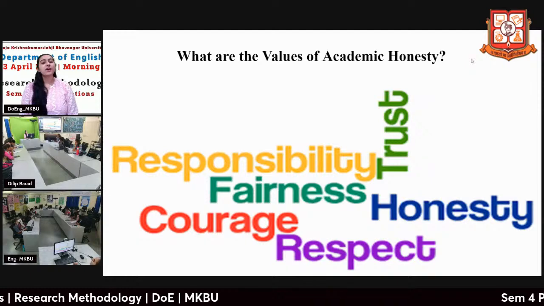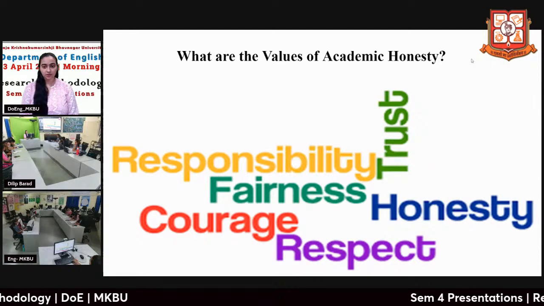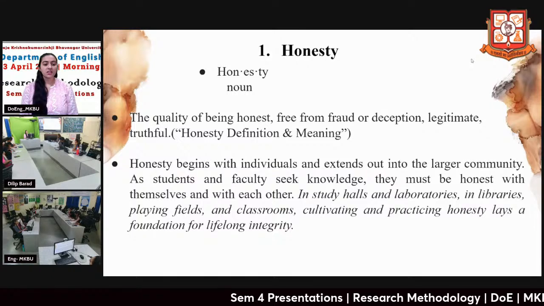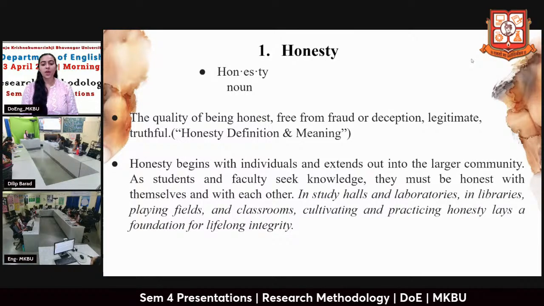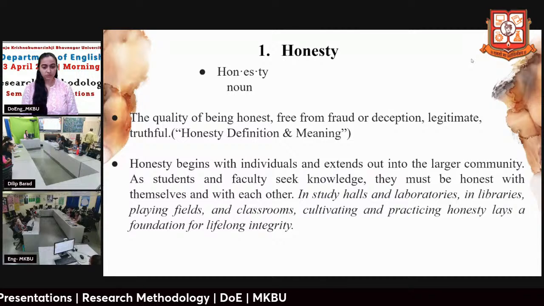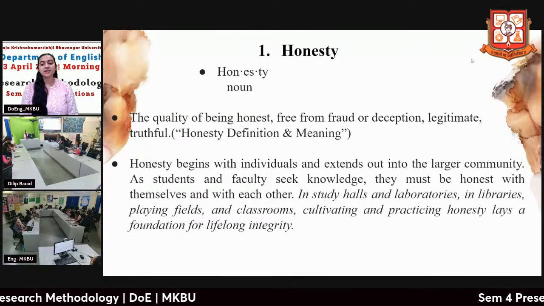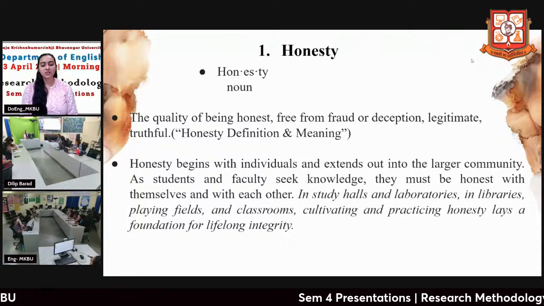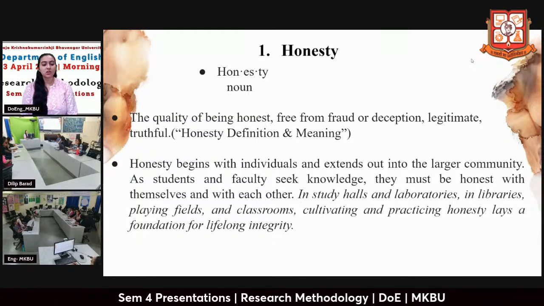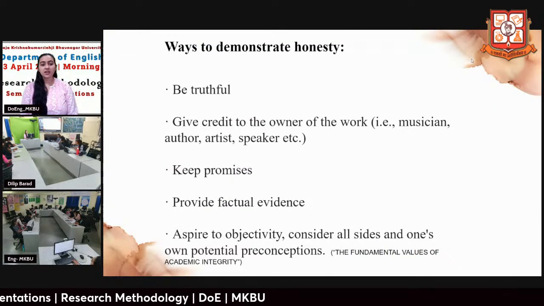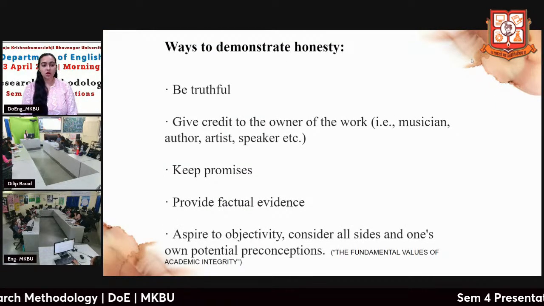There are 6 values of academic honesty. The first one is honesty. Honesty begins with the individual and extends out into the larger community. In study halls and laboratories, libraries, playing fields, and classrooms, cultivating and practicing honesty lays a foundation for lifelong integrity. Here are some ways to demonstrate honesty.